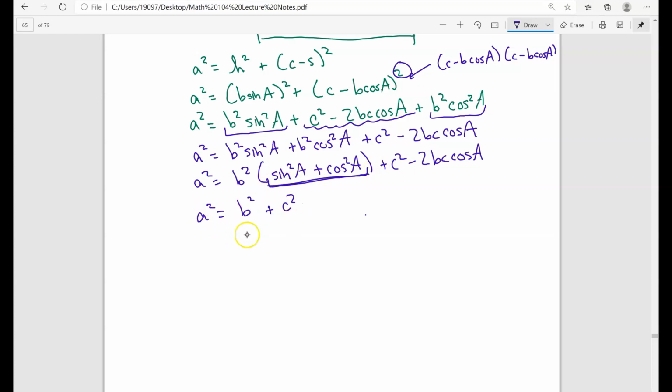So you can kind of see the Pythagorean theorem here, a squared, b squared, c squared. But then you have an extra thing, so minus 2bc cosine of A. Okay, this is what we call the law of cosines.